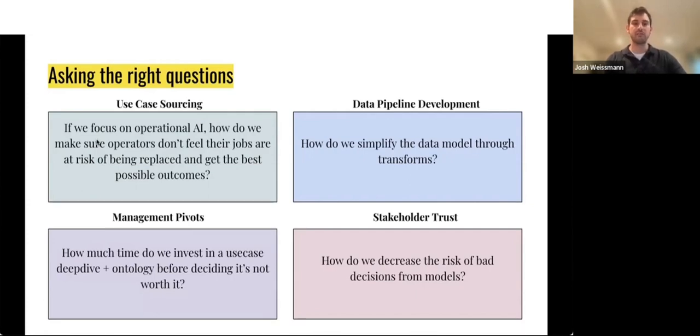How do we decrease the risk of bad decisions from models? If we want to do machine learning models very well, and we want that to be the bridge where operational AI becomes realistic on top of the data model, we need to de-risk the bad decisions that could happen. Maybe that's human-in-the-loop processes. Maybe that's other types of processes that would ensure that the executives and managers in the business feel confident that decisions are being made appropriately and the models are well vetted. Like I mentioned previously, machine learning deployment processes are critical for rolling out these use cases. Okay, so I'll pause there.